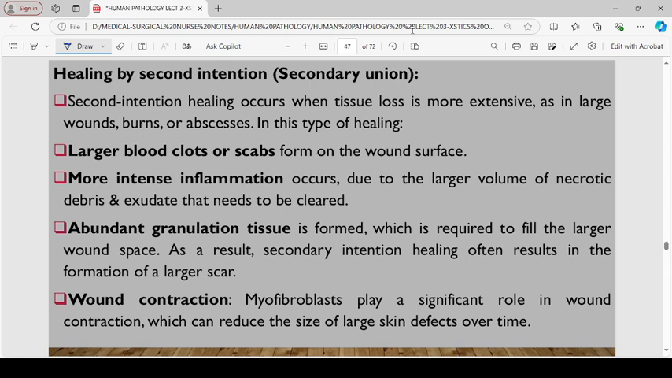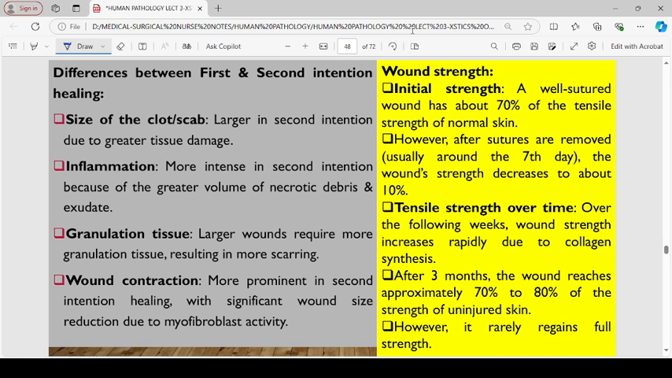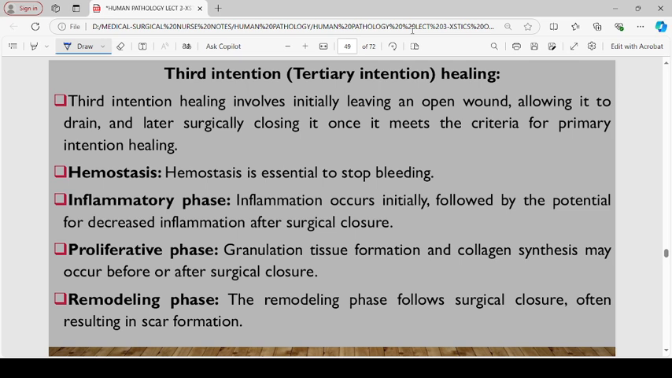Lastly, we have wound contraction, where the myofibroblasts play a significant role, which can help reduce the size of large skin defects over time. So we have several differences between first intention and second intention, in terms of size of the clot, inflammation, granulation, and wound contraction, right? But what about the third intention? Third intention healing involves initially leaving an open wound, allowing it to drain, and later surgically closing it once it meets the criteria for primary intention, right?